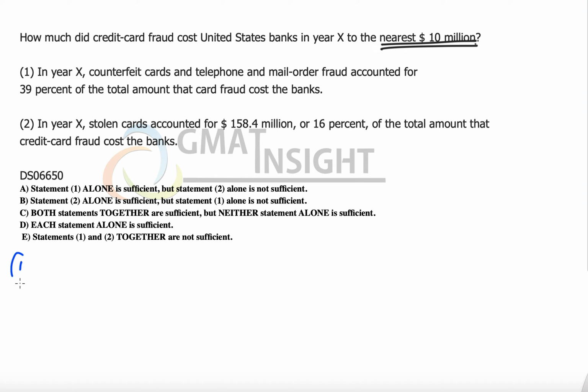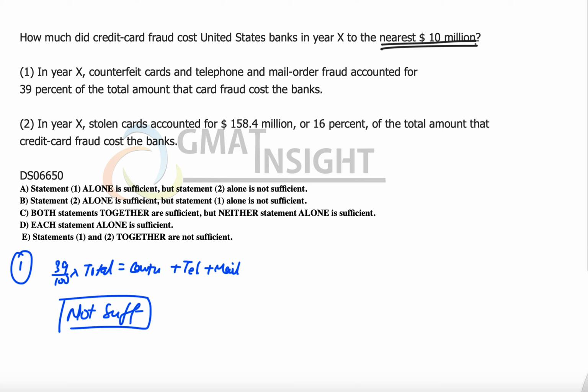The first statement says that in year X, the counterfeit cards and the telephone and mail order fraud accounted for 39% of the total amount that card fraud cost the bank. So it only says that 39% of the total fraud results from counterfeit plus telephone plus mail order. But we have no value to figure out what the total credit card fraud will be, and to the nearest 10 million we have to simply find the credit card fraud, right? So the first statement does not give us any concrete number to answer the question, so definitely the first statement is not sufficient to answer.